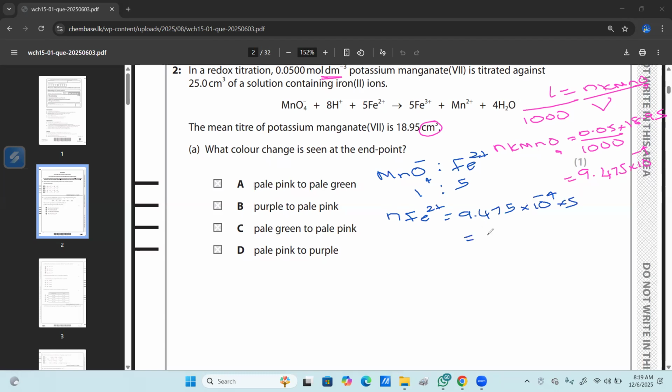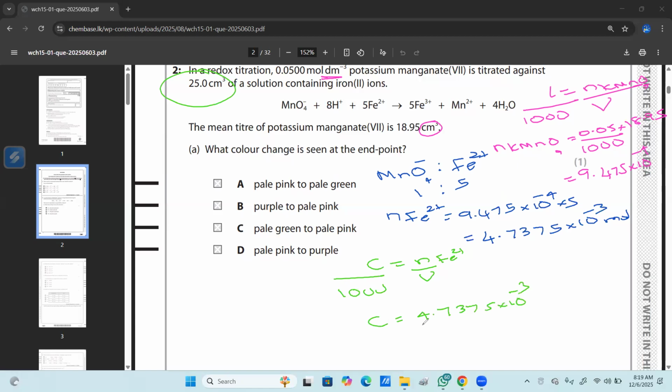Then you get the answer as 4.7375 into 10 to the power minus 3. Then come to Fe2+ and apply this equation. You know the moles of Fe2+, you know the volume of Fe2+, you have to find the concentration only. Divide by 25 into 1000. Then you get the answer as 0.189 moles per cubic decimeter. So we'll check whether it's there.